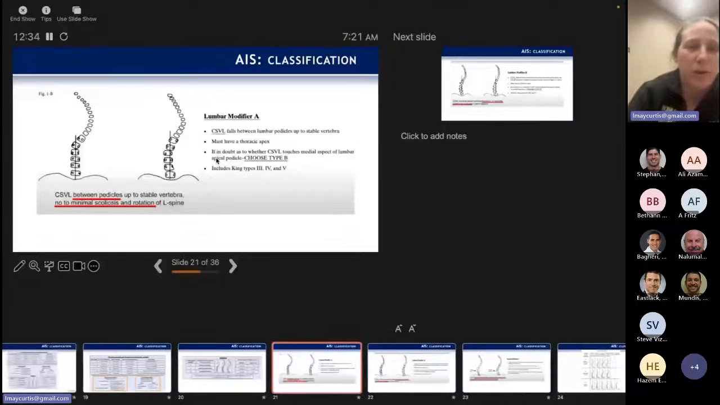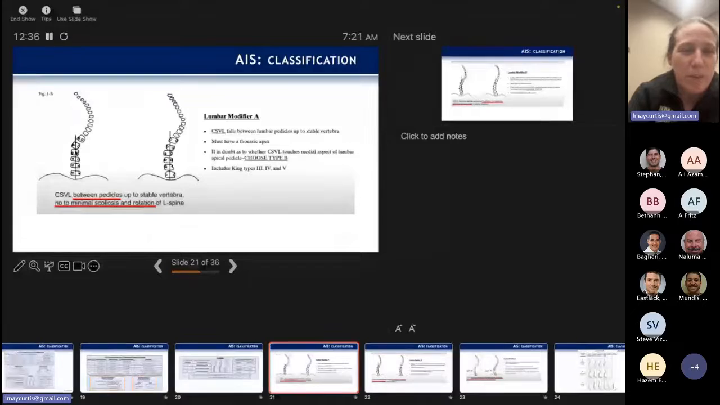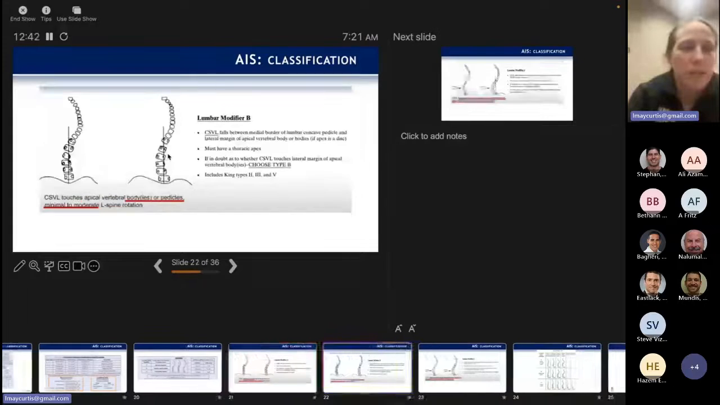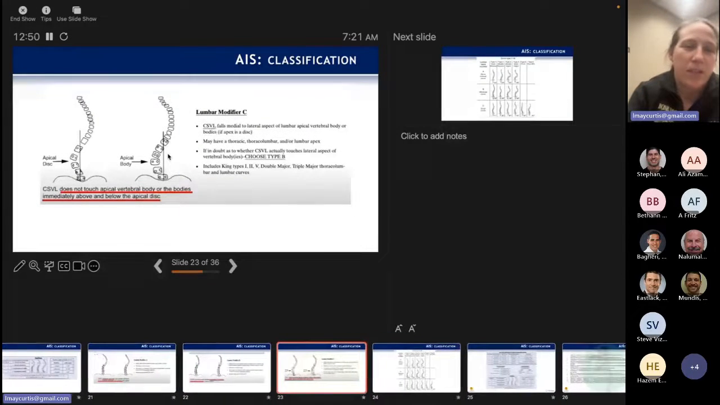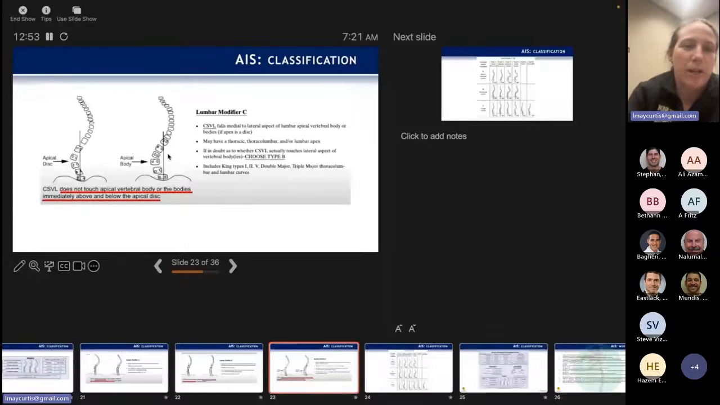And then this is just going through it so you can see a little bit better. This is an A, looking at the apical vertebra here, and you're hitting between the pedicles. And then here, B, you're touching the vertebral body or the pedicles. And then C, you're not touching that apical body at all.